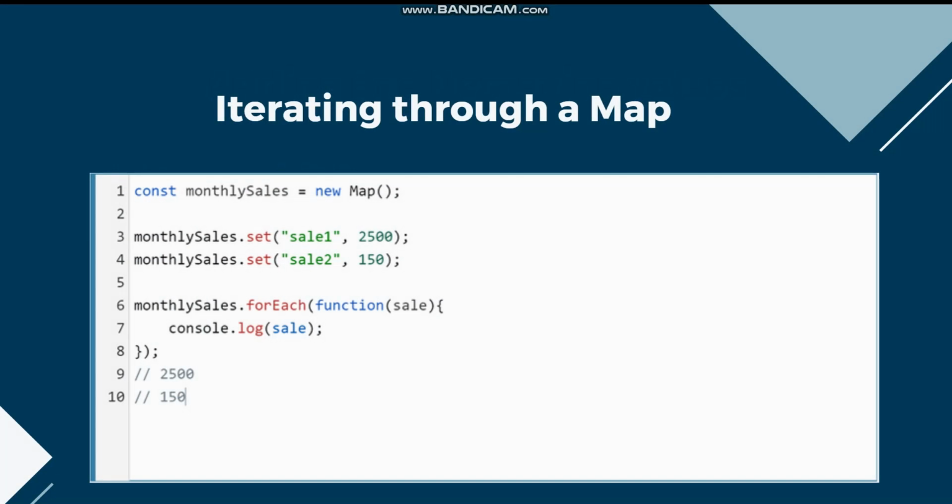Map is built-in iterable. There are two different ways to be able to iterate. We have forEach and we have for...of as well.